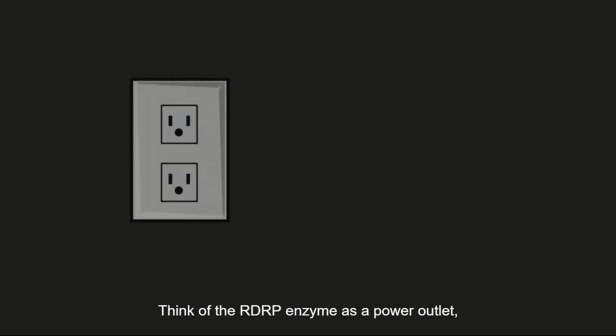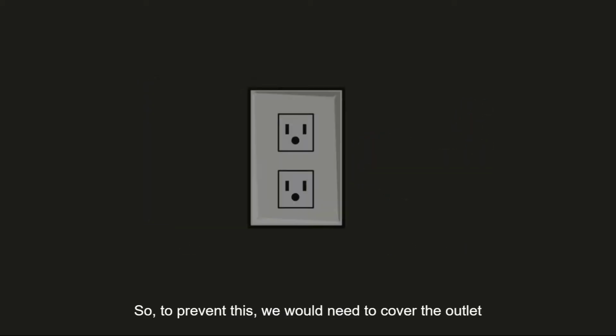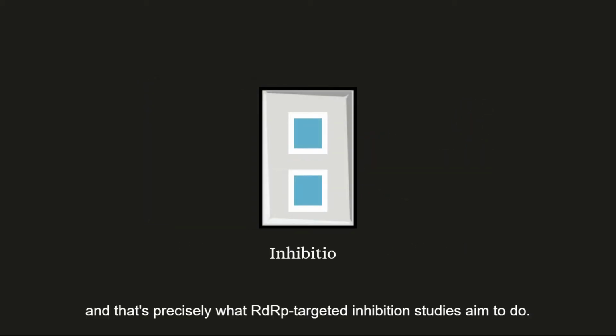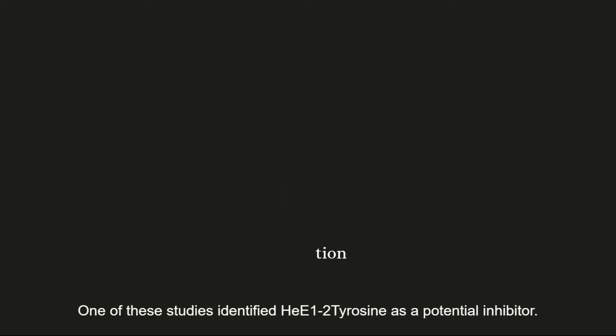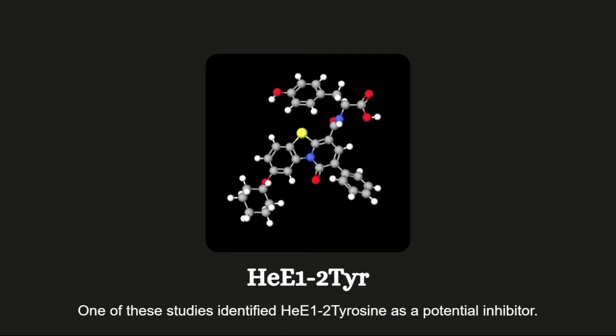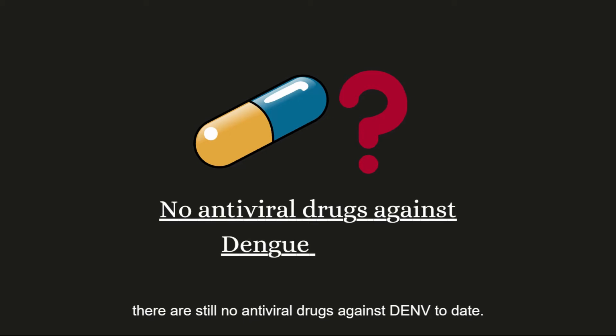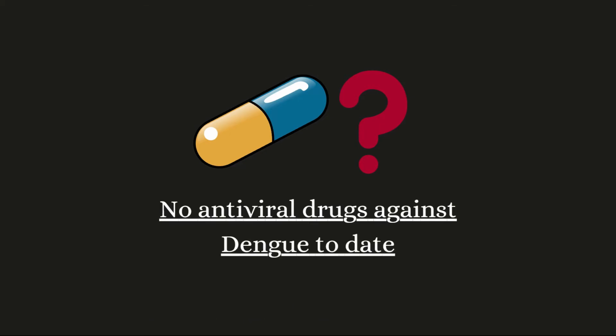Think of the RdRp enzyme as a power outlet by which the RNA template, which can be thought of as a plug, needs to connect to for replication to take place. So to prevent this, we would need to cover the outlet, and that's precisely what RdRp targeted inhibition studies aim to do. One of these studies identified HEE1/2 tyrosine as a potential inhibitor. However, despite the progress in this field of study, there are still no antiviral drugs against dengue to date.